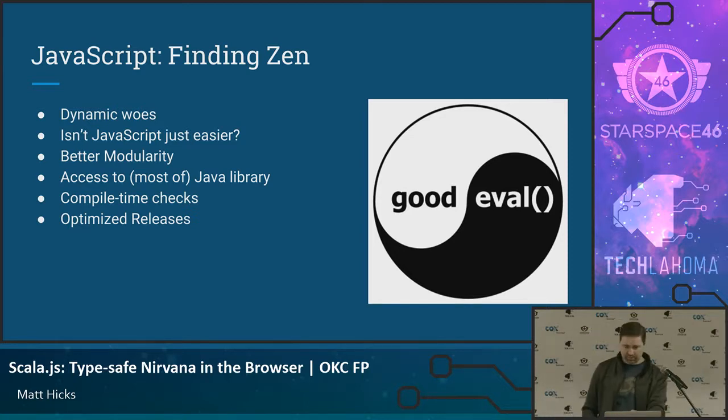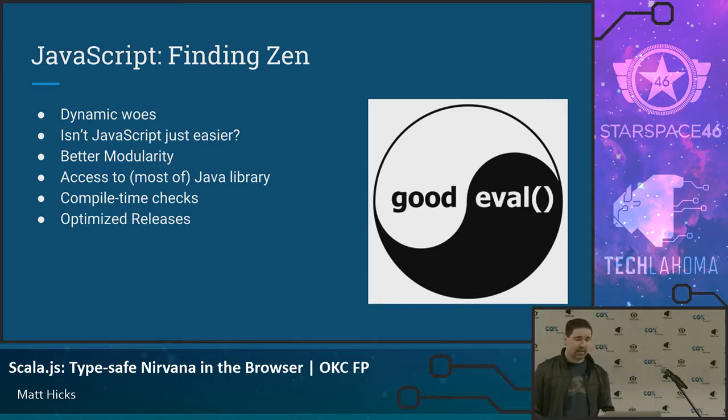Now, I said most of, there's still a lot of things that are missing. For example, java.io.File is not going to be accessible in the browser. And then there's certain things that are different, like regular expressions. It uses the browser's implementation instead of the Java implementation, so things can get kind of quirky there.